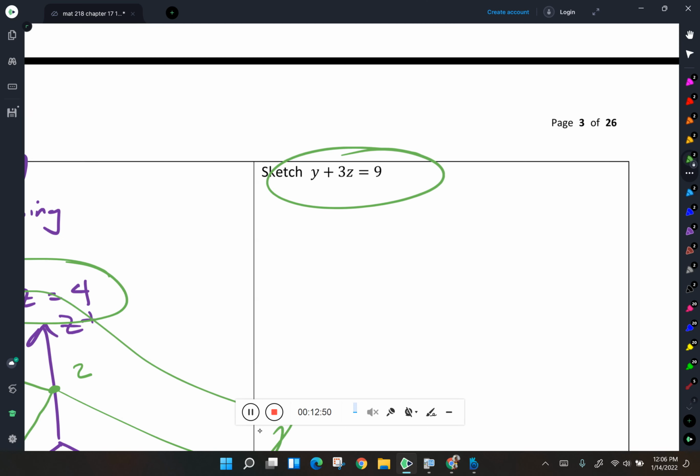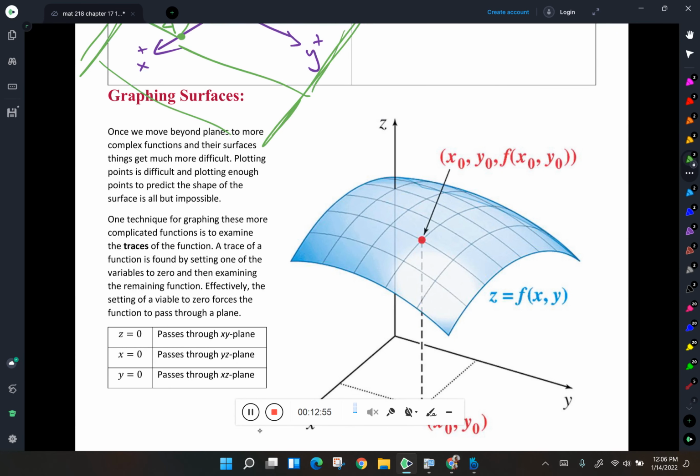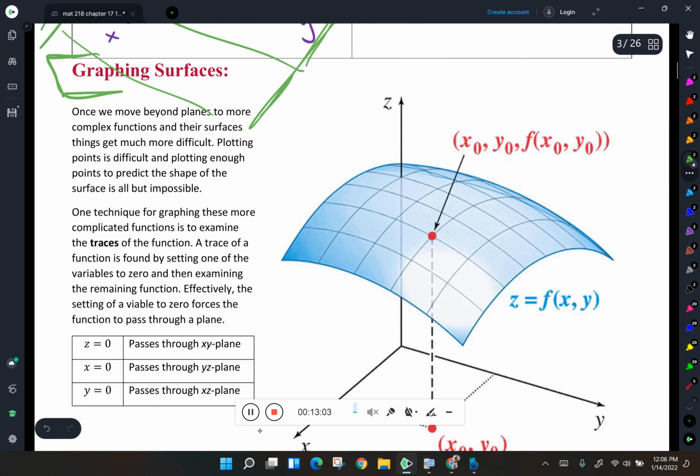Are there other surfaces out there? Sure. We're already at almost 13 minutes, so I'm going to stop this video here. I'll come back and we'll do part 3, starting right here with graphing some surfaces, which is where we're going to start talking about, as the equations get more complicated, the weird shapes that these things take on.